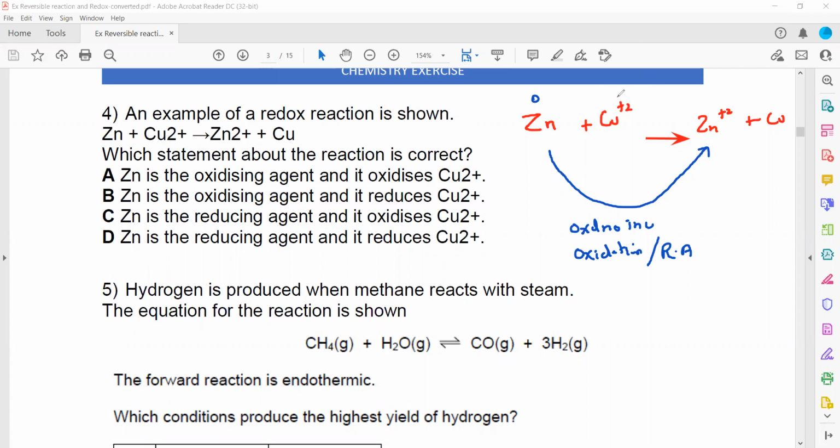And what happened? Copper +2 changes to copper 0, so the oxidation number decreases. If oxidation number decreases, this change is known as reduction, and the substance is an oxidizing agent. So what is the reducing agent here? Zinc is the reducing agent here, and the oxidizing agent is what? Copper 2 ion is the oxidizing agent.